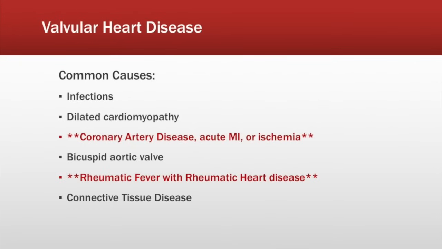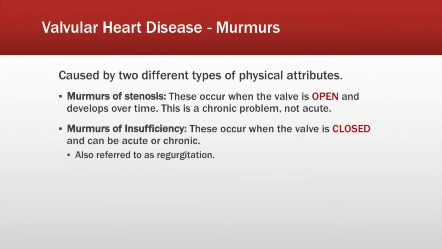So on to murmurs. This is caused by two different types of physical attributes. You have murmurs of stenosis, and you have murmurs of insufficiency, which is also called regurgitation. Murmurs of stenosis occur when the valve is open and can develop over time. This is a chronic problem and it's not acute. Murmurs of insufficiency, however, occur when the valve is closed, and it can be acute or chronic.